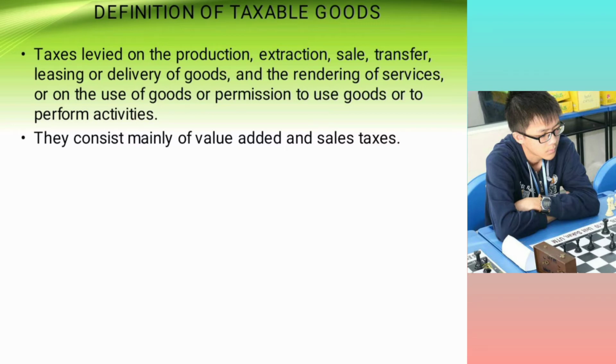Tax on goods and services is defined as all taxes levied on the production, extraction, sales, transfer, leasing or delivery of goods, and the rendering of services, or on the use of goods or permission to use goods or to perform activities. They consist mainly of value added and sales tax.